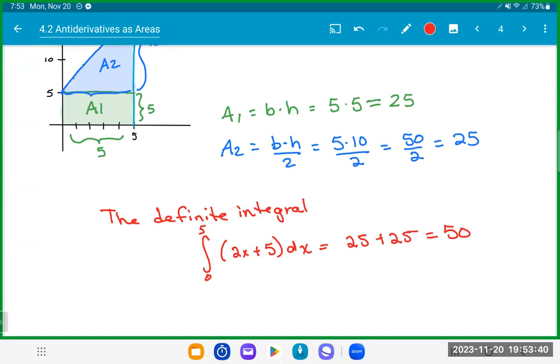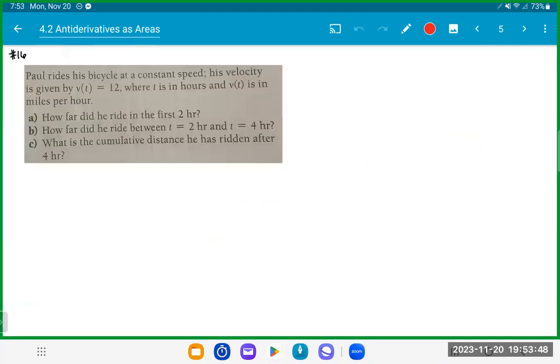Okay, question. Okay, so for this one, we have an application problem. It says Paul rides a bicycle at a constant speed. His velocity is given by V of t equals 12, where t is in hours and V of t is in miles per hour. Okay.